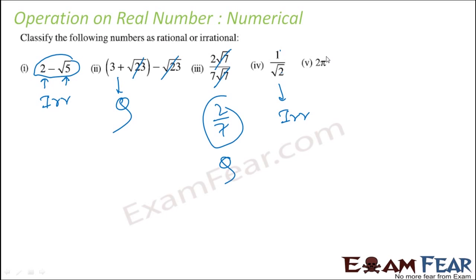There is a pi, and this is 2. You are multiplying an irrational number with a rational number, in this case 2 into this, you will get an irrational number. Okay, irrational, irrational, rational, rational, irrational.